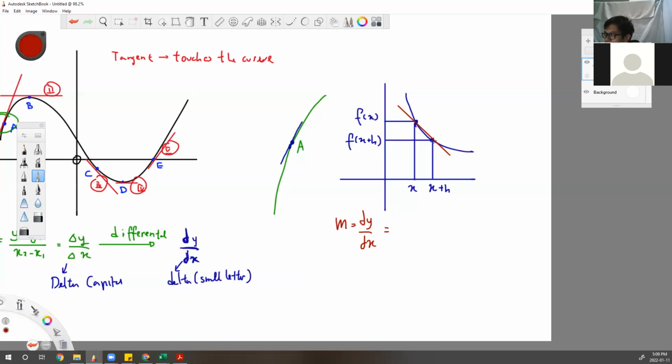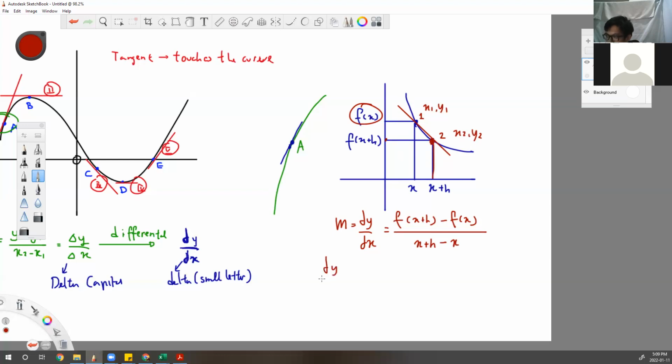This is point 2, this is point 1. f of x plus h, right? This is y2 minus y1, right? Here is x1, y1. This is x2, y2, over x2, which is x plus h, right? x plus h minus x. So this is the limit, the gradient.